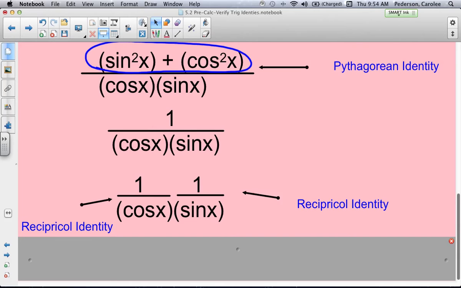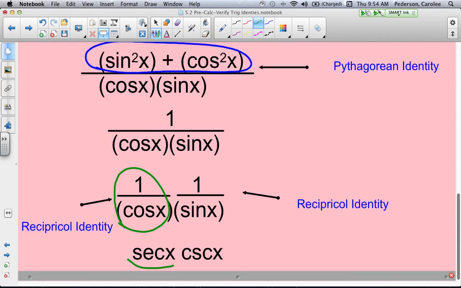What is 1 over the cosine of x? What is its reciprocal? Secant of x. What is 1 over the sine of x? Cosecant of x. 1 over the sine of x is cosecant of x. Did we now verify that the left side does in fact equal the right side? Yep, we are done with this problem.